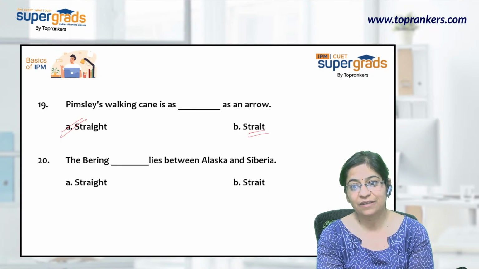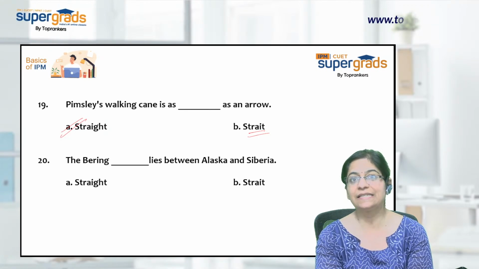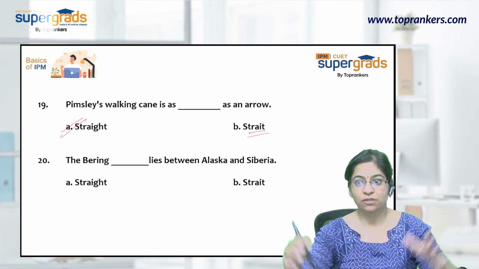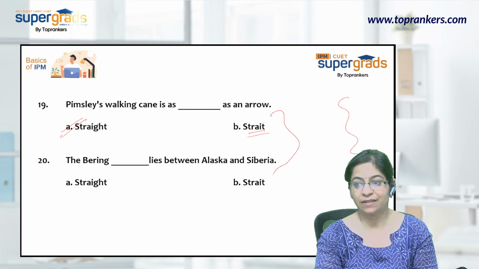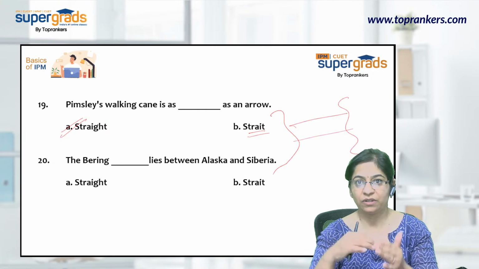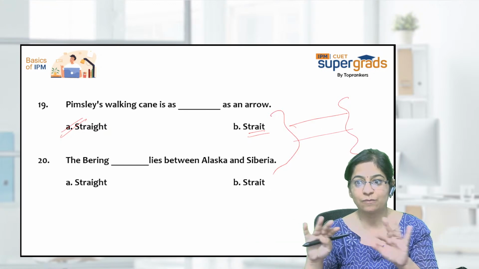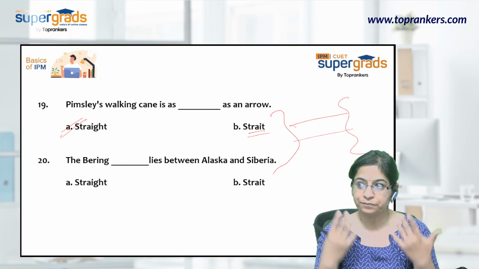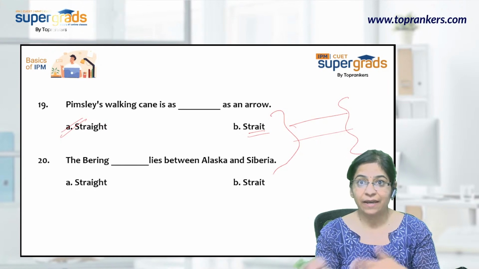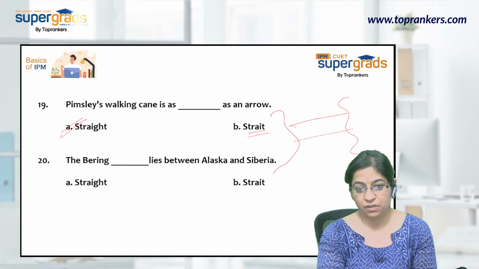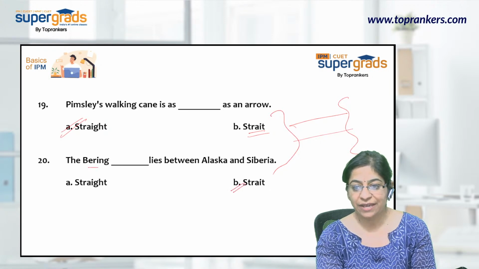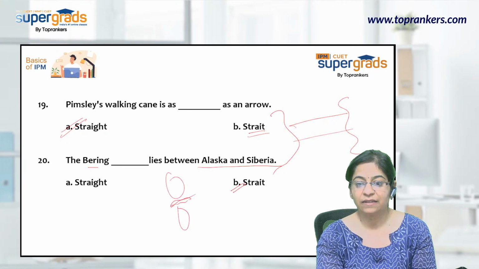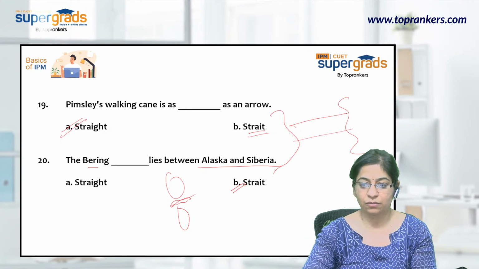And strait, spelled STRAIT, is a channel of water connecting two bigger water bodies. So let's say there is a bigger water body here, and there's another water body here, and there's a small channel of water that connects these two bigger water bodies. This small patch of water is called a strait, like the Palk Strait between India and Sri Lanka. So this one is obviously A. The Bering Strait lies between Alaska and Siberia. So probably between Alaska and Siberia, there's a patch of water. So that's what we're talking about here.